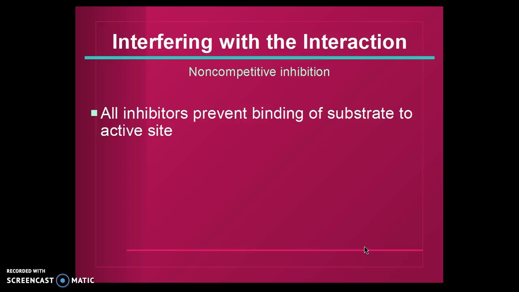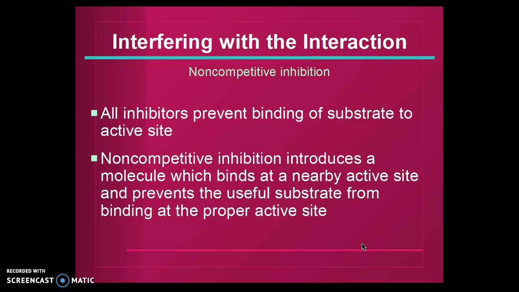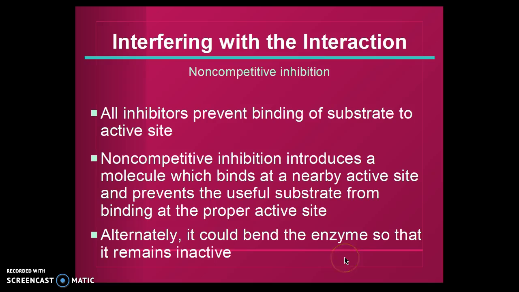There's something called non-competitive inhibition. All inhibitors prevent binding of the substrate to the active site, but non-competitive inhibition introduces a molecule which binds at a nearby active site and prevents the useful substrate from binding at the proper active site. In other words, it gets in the way of the enzyme substrate forming. Or ultimately, it could bend the enzyme so that the enzyme cannot do its job.